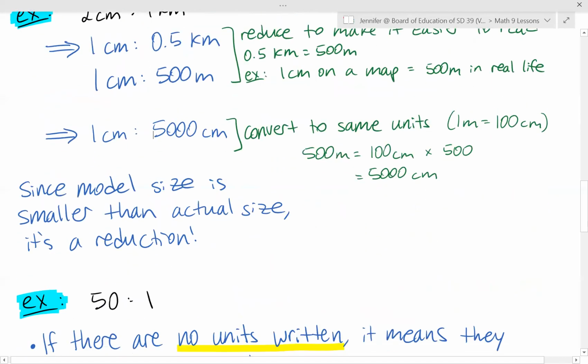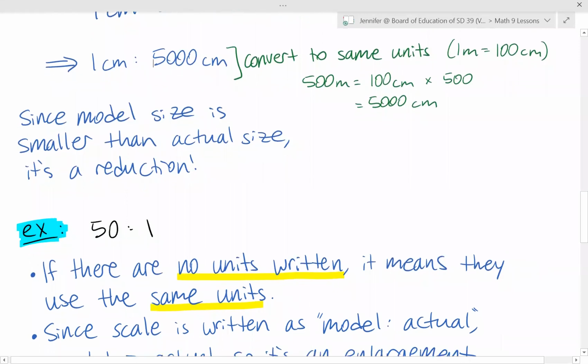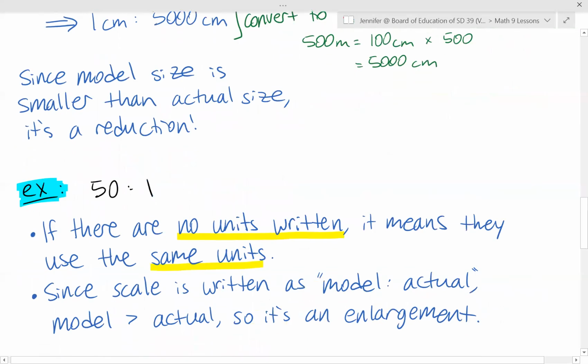In this example, no units are given. So like I said before, if no units are given, it means they are already using the same units. And since this scale is written as, we always know that model goes first and actual goes second, then this has to be an enlargement because this first number is larger than the second.